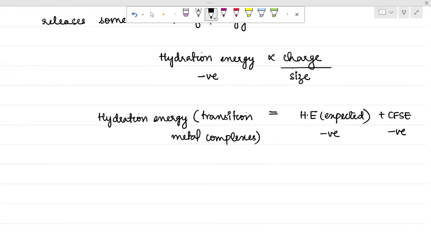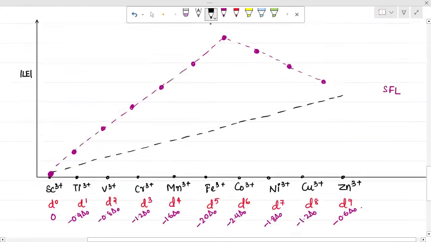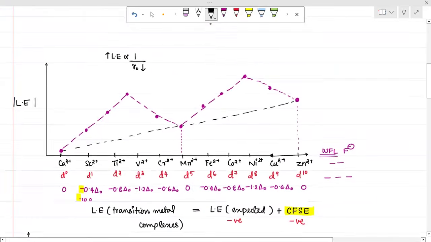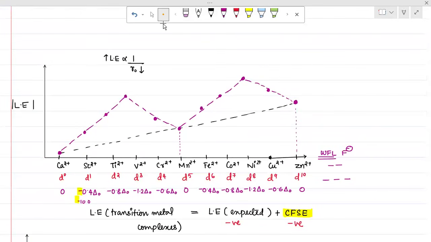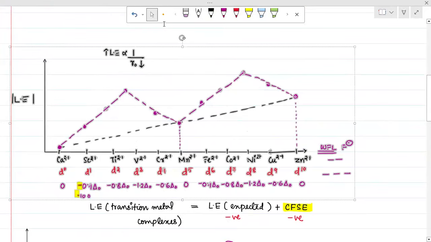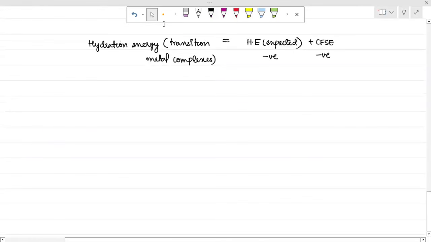Okay. So I hope you understand that. So the trend will be similar to that of lattice energy. Not drawing it again. Should I? It's going to be the same. See, this is the same graph that you're going to get. Same graph. You can just write it as a trend same as lattice energy.